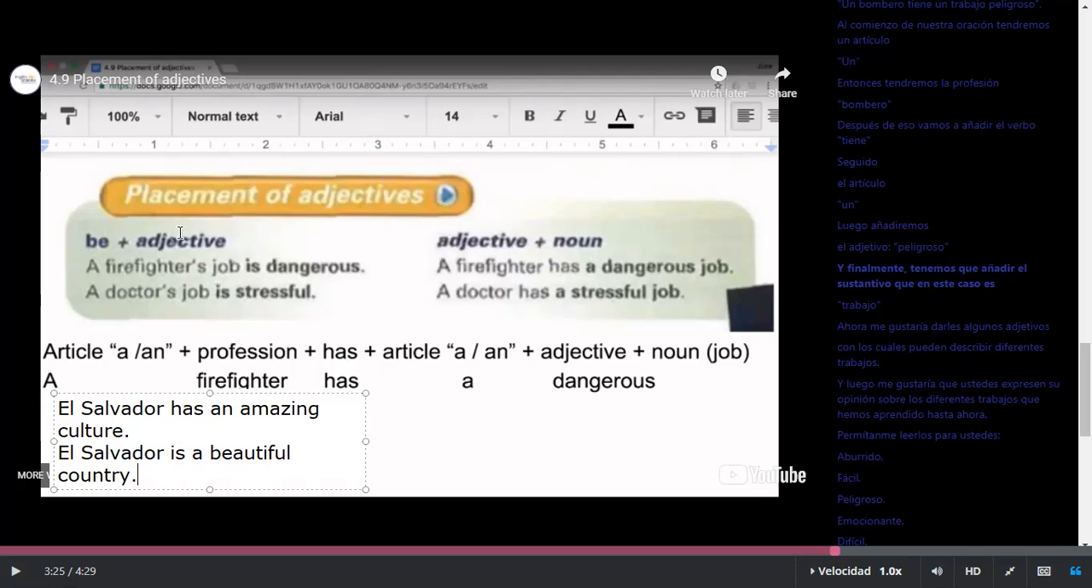Es similar a esta. A firefighter's job is dangerous, right? Un bombero, el trabajo de un bombero es peligroso. Y a firefighter has a dangerous job. Un bombero tiene un trabajo peligroso. So, básicamente, las dos, be verb plus adjective and adjective plus noun, las dos expresan lo mismo. A doctor's job is stressful, es lo mismo que a doctor has a stressful job. Dígame.